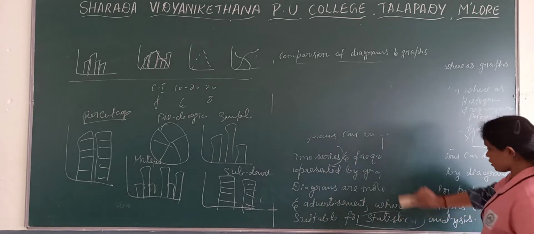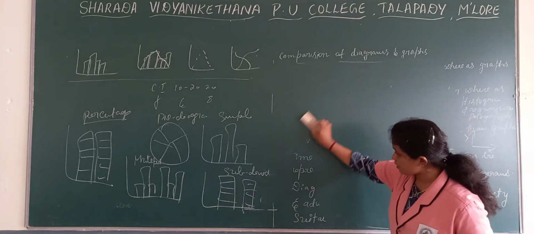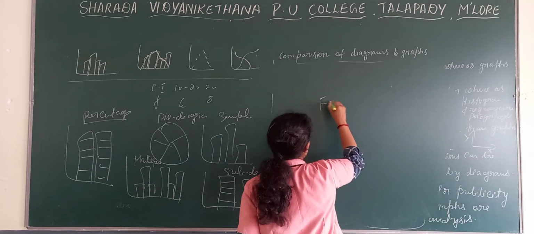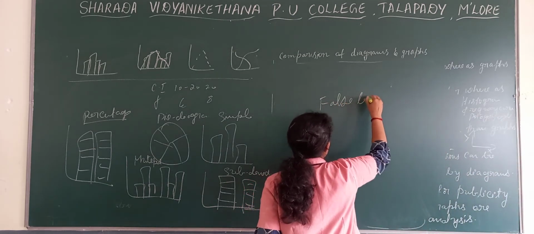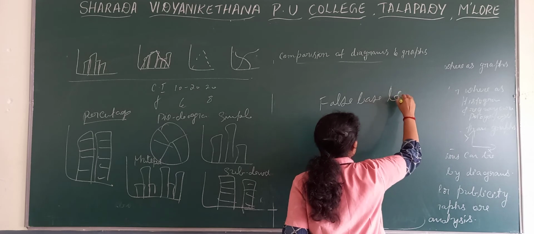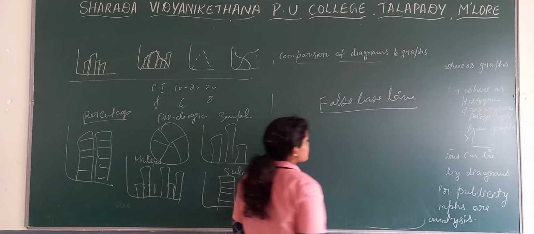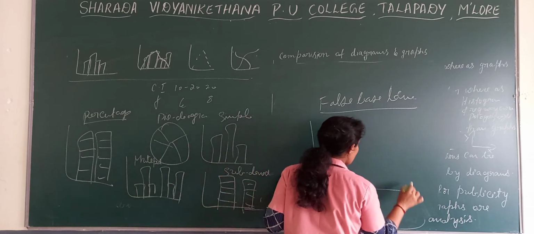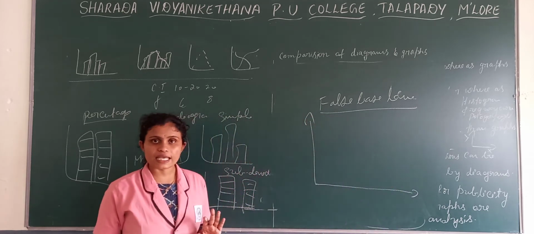And now there is one small topic in this particular chapter, the last one I have already told to you, that is false base line. What is false base line? It is a kinked line where we are not using the scale in the graph.